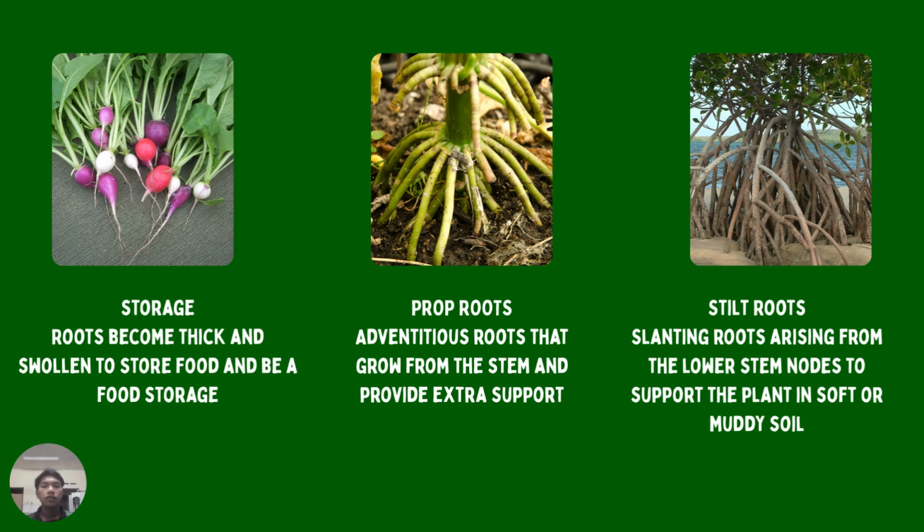There are three types of specialized roots. First, storage roots, which become thick and swollen to store food. Second, prop roots, adventitious roots that grow from the stem and provide extra support. For the third, stilt roots, slanting roots arising from the lower stem nodes to support the plant in soft or muddy soil.